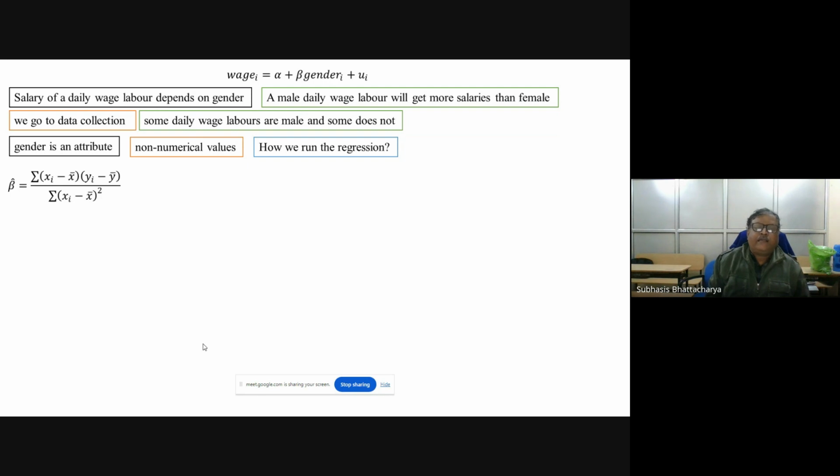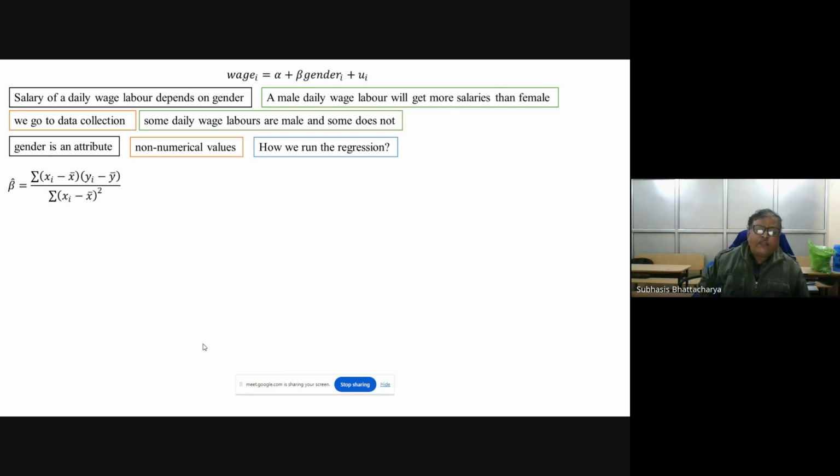Consider two quantitative variables, like the relationship between consumption and income, where consumption is Y and income is X. How do we calculate the beta? This is the formula of beta, how we get it. Today it is not calculated by you, because software gives this result to you.